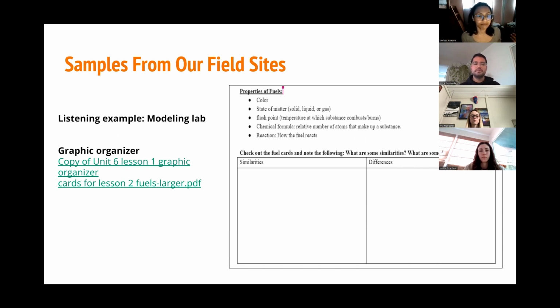Another strategy is modeling. This one can be used for any lab. Instead of just handing instructions or just talking about it, the teacher can model what is expected from the student to do. Next.